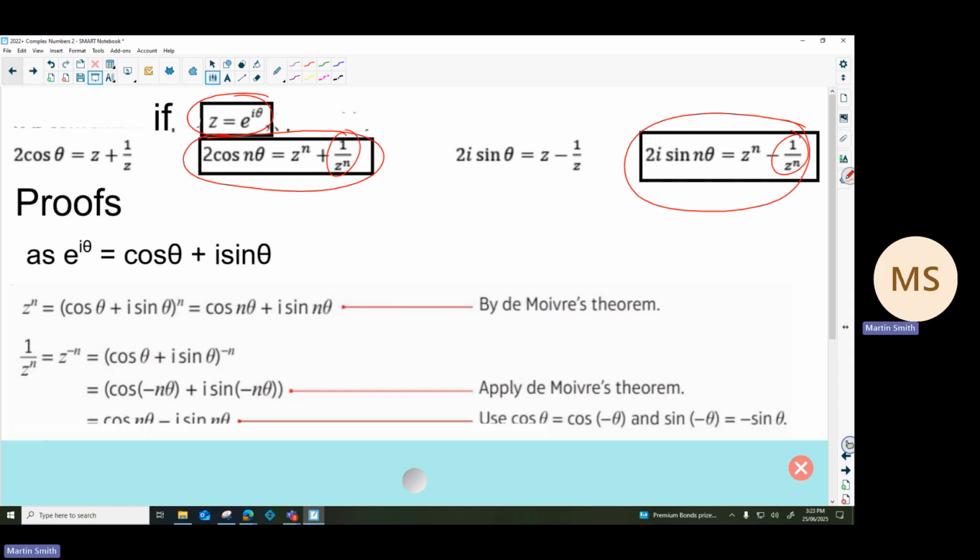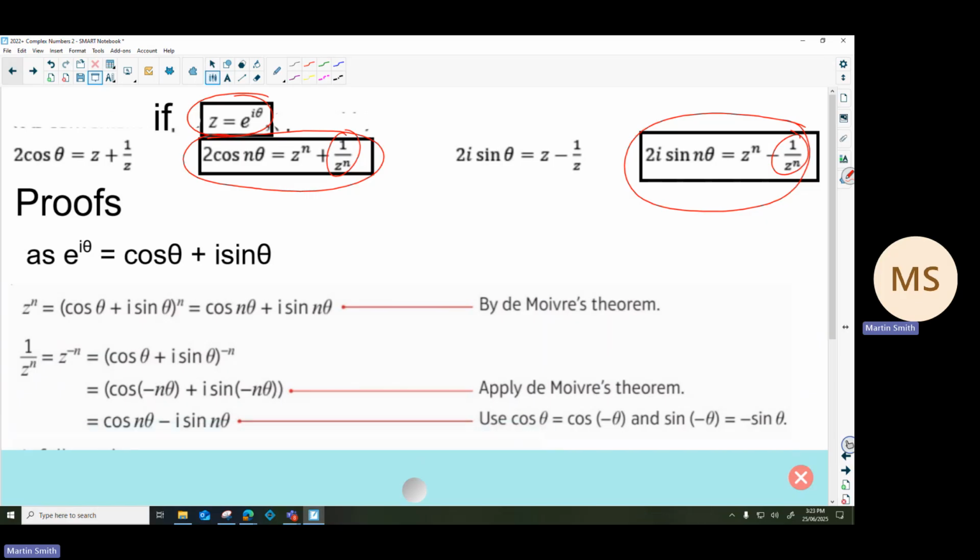And then I can simplify slightly using the fact that the cos of a negative is equal to the cos of a positive. So cos of minus n theta is the same as cos n theta. The sine of a negative is the same as the negative of the sine. So sine of minus n theta is minus i sine n theta. So what I've got is that z to the n is equal to that, and 1 over z to the n is equal to that.